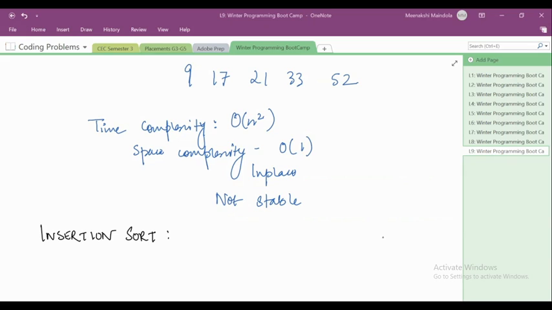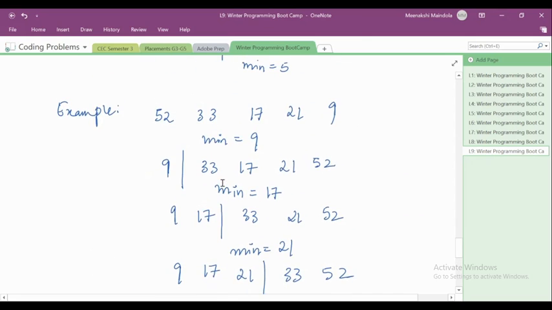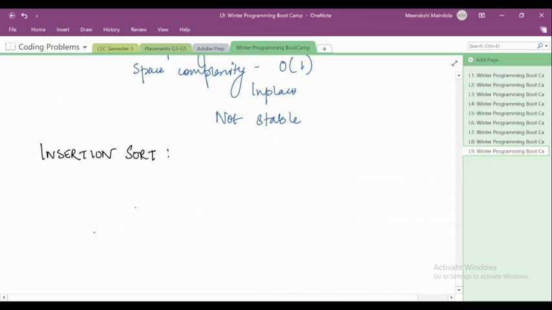Okay, so let us understand insertion sort now. Let us consider the same example that we have taken earlier, which is 52, 33, 17, 21 and 9. And now let us look at how insertion sort works.